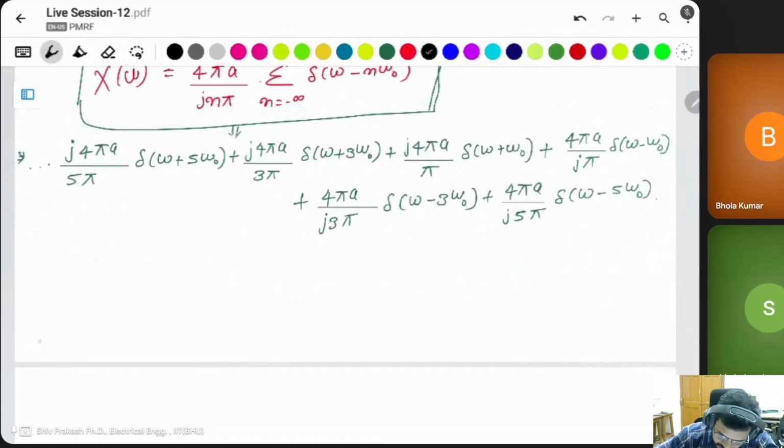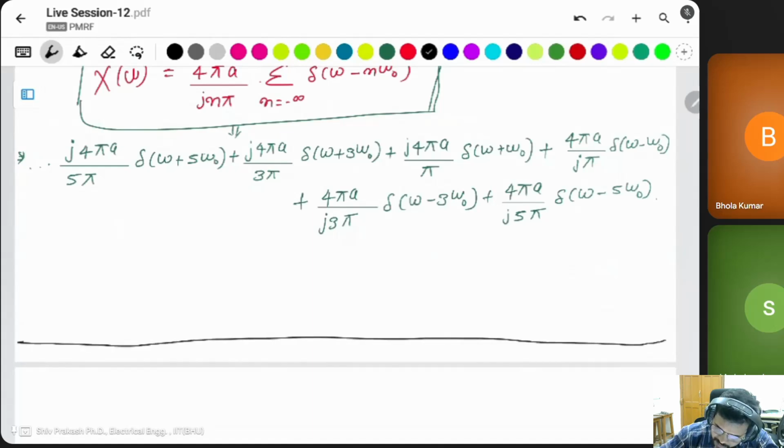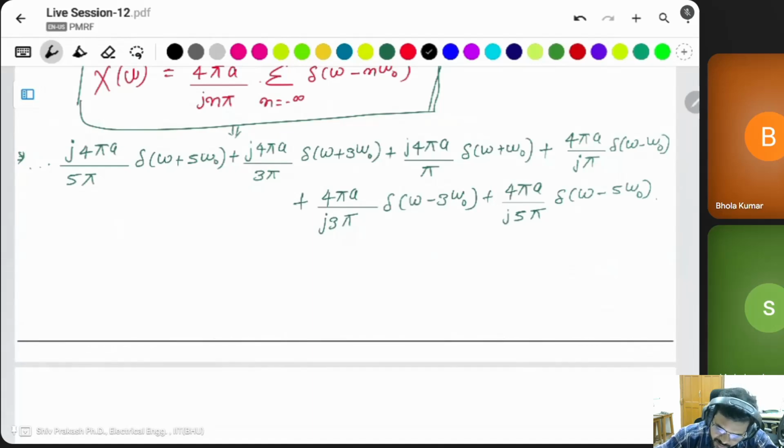This thing is written as 0, minus of 1, also 1, 2, 3, 4, 5 like that. This will be minus of 1, minus of 2, minus of 3, minus of 4, minus of 5.